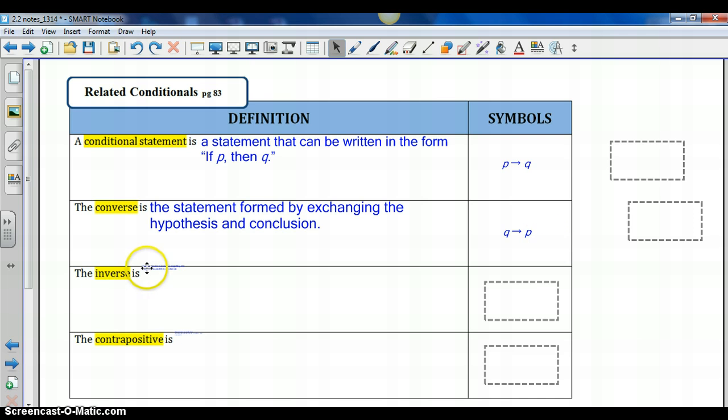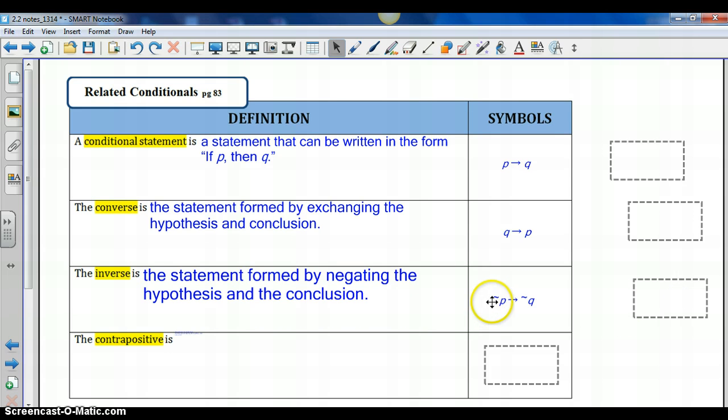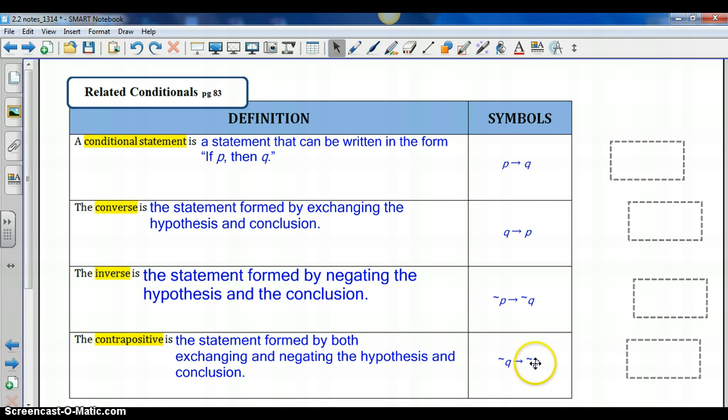The inverse of a statement is formed by negating the hypothesis and conclusion. We go back to our original order, P followed by Q, but then we negate each of those. If not P, then not Q. And lastly, the contrapositive is found by both negating and exchanging the hypothesis and conclusion. If not Q, then not P.